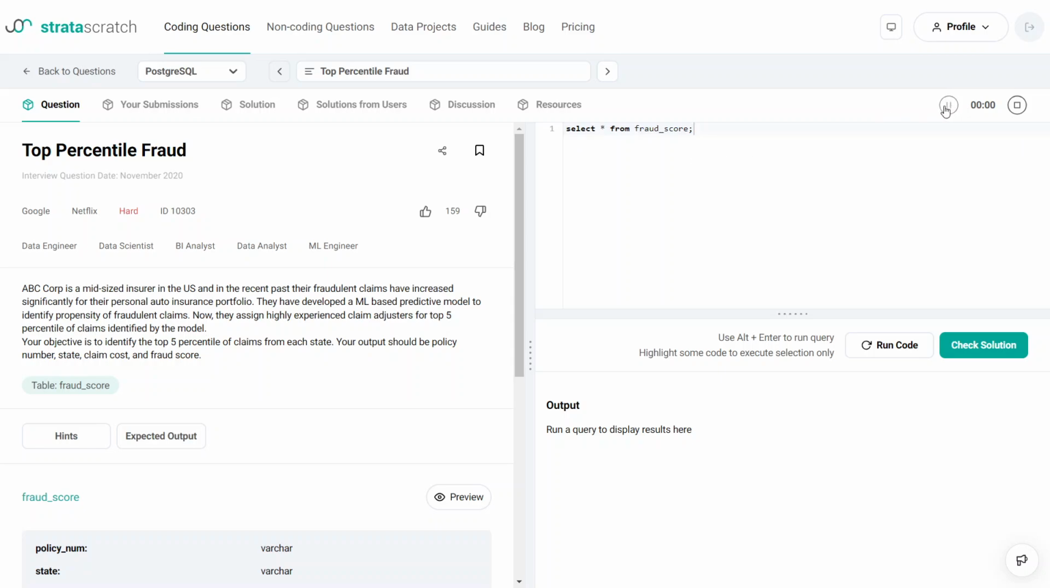So I'll start the timer since it's designated as a hard question. I'm going to try and do this in 7 minutes or less. And as usual, I've not looked at this beforehand.